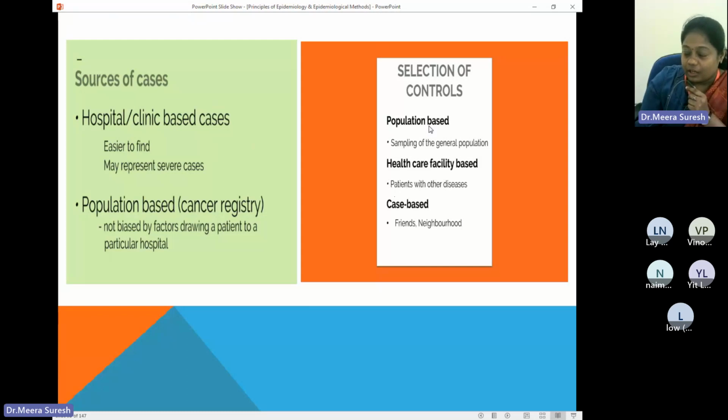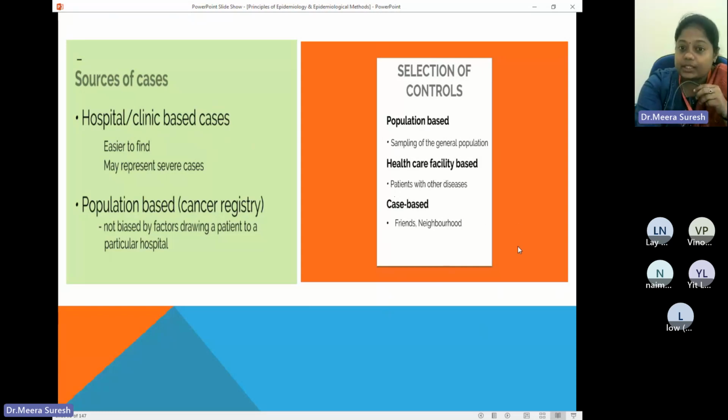So you can select the controls like that, but be sure that they don't have lung cancer. You can select the controls from the same hospitals where you selected the cases, like people who are having other diseases. Every patient will be coming, but those people who don't have lung cancer, you can take them also, but be careful. Whatever disease they are having, it shouldn't be associated in any way to lung cancer. Then you can go for case based: if you selected a particular case, you can select the control from among his friends or his neighborhood.